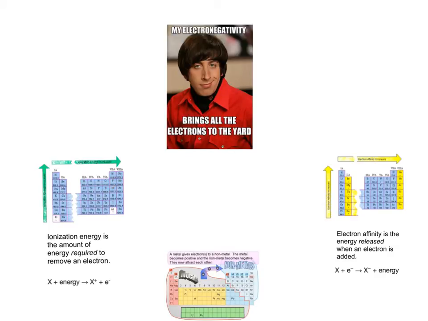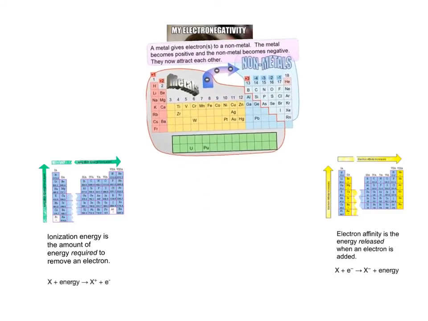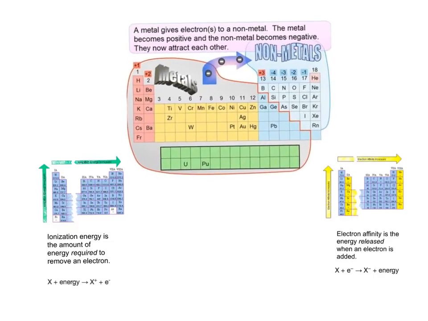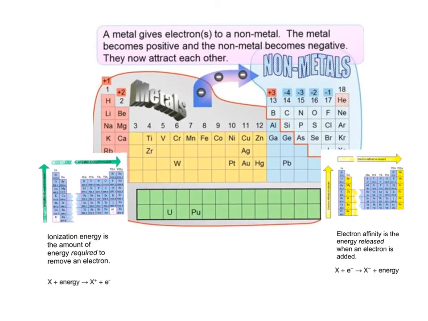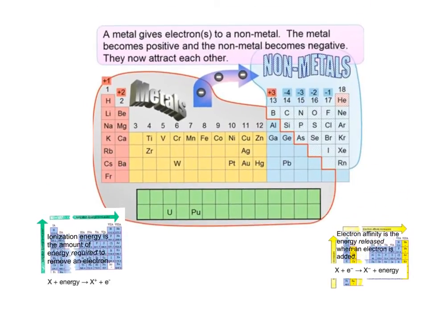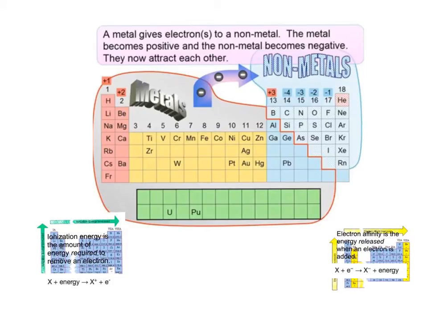And so on our last periodic table that is blank, on our periodic tables sheet, let's go ahead and copy this down and make sure that you label, let me make it a little bigger, the metals and the nonmetals because that is important to how these elements are going to be bonding. So a metal gives electrons to a nonmetal. Metals will give electrons to nonmetals. The metal becomes positively charged and the nonmetal becomes negatively charged. Now they attract each other because opposites attract.